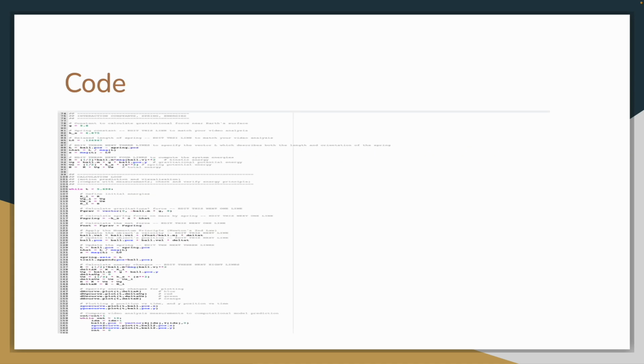Here's my code. I don't think it's really important to go over the code, as all the variables and expressions in the code were derived from Newton's second law and the energy principles that we learned in our lectures.